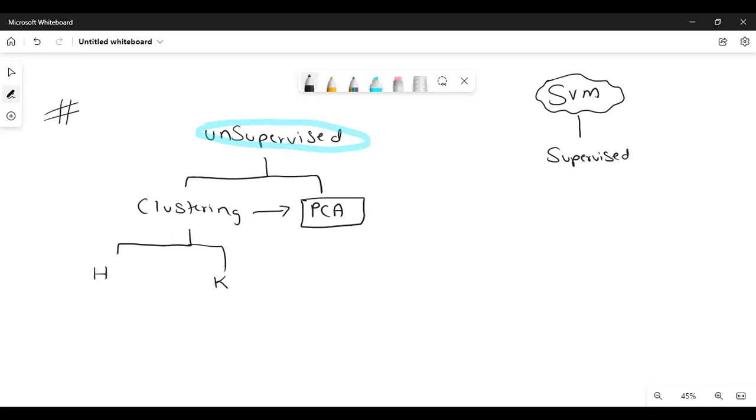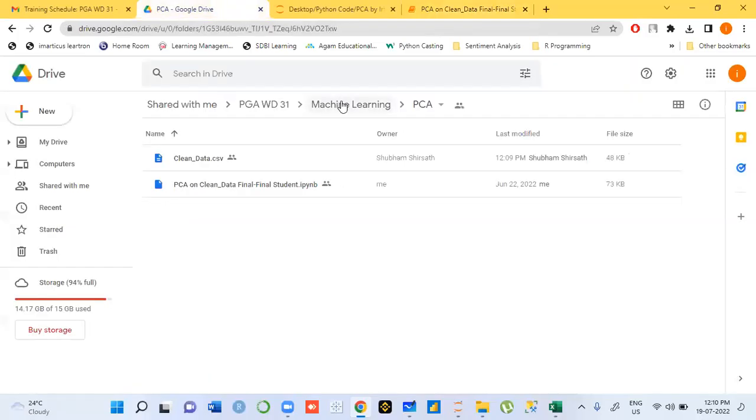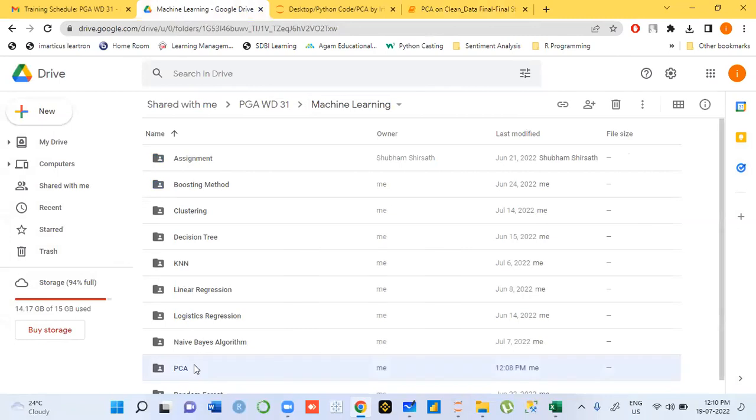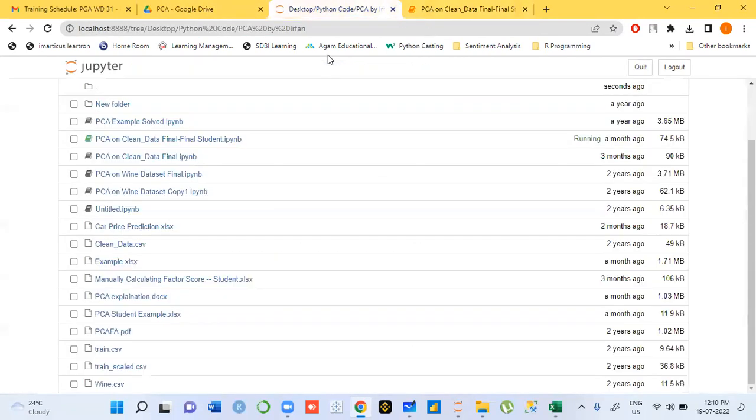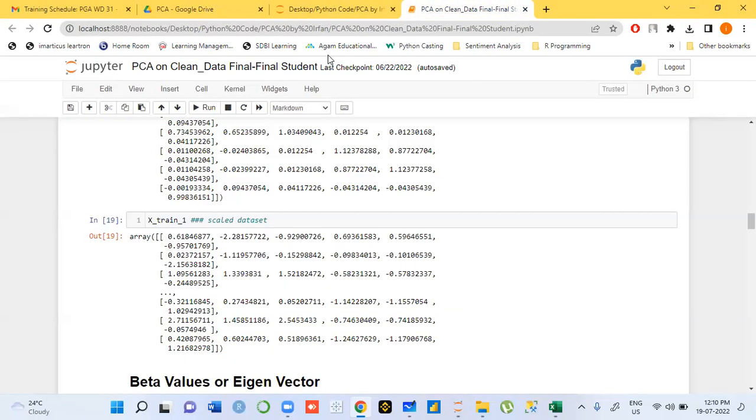For our online students: Anisha, Kiran, Ragini, Shantanu, 448. Priyanka is not there. Online students, I'm repeating for you again. You just have to go to the drive, go to machine learning, go to PCA. Inside PCA, you have 2 files. Download the file, run the code. Done, sir.